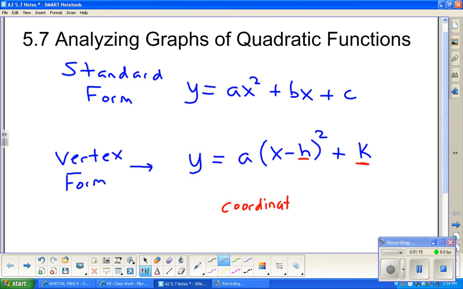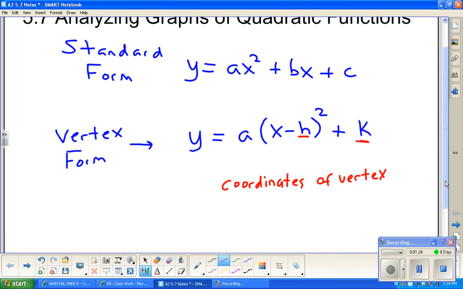So if you were going to graph something, and let's just say you wanted a quick idea of what it looks like, you didn't have a graphing calculator or something. If something's given to you in vertex form, you'll know that the coordinates of the vertex are those numbers, whatever h is and whatever k is. So you know where the center of the graph is just by looking at the equation. You don't have to do the negative b over 2a thing that we did with standard form earlier. So that's one kind of use.